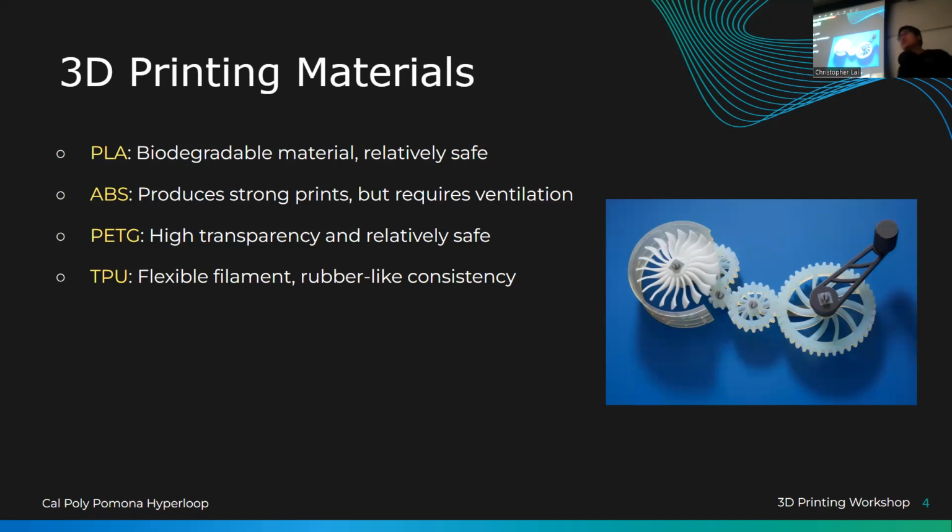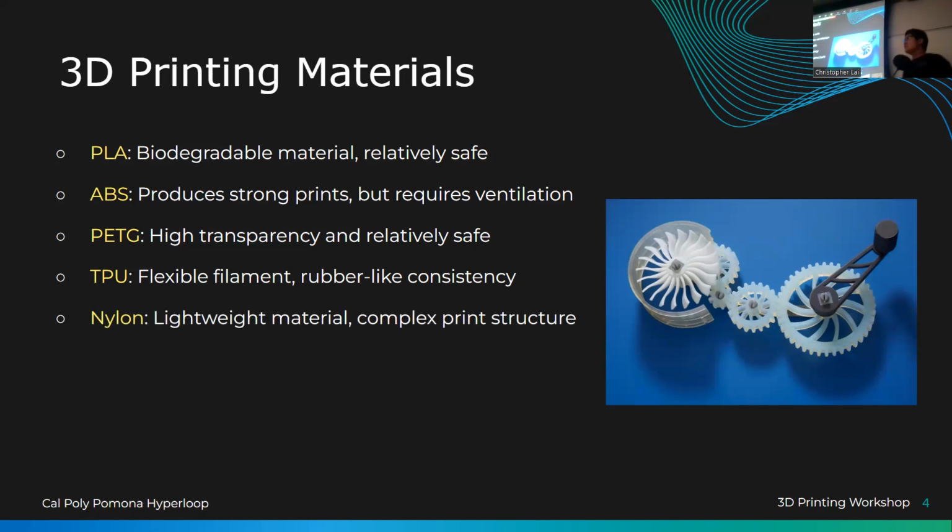TPU is bendy, so you're not going to be able to push that long string of filament through using a Bowden tube. So for the most part, you usually need a printer like an Ender 3 S1, or you need to modify a printer to have direct drive in order to get the TPU consistency right. Just remember that it bends and whatnot, so it's a little dangerous.